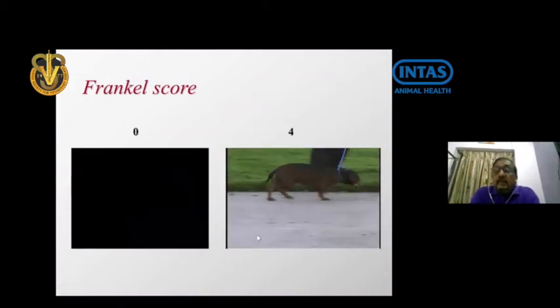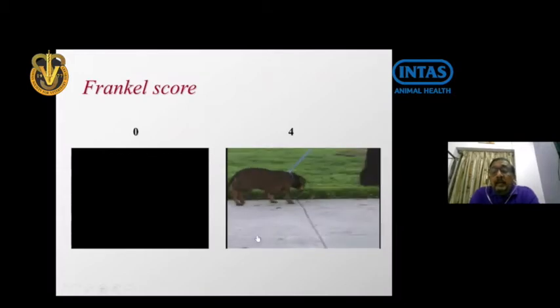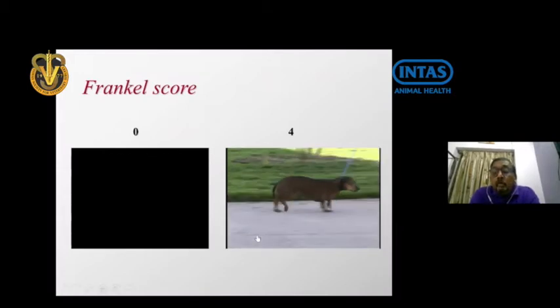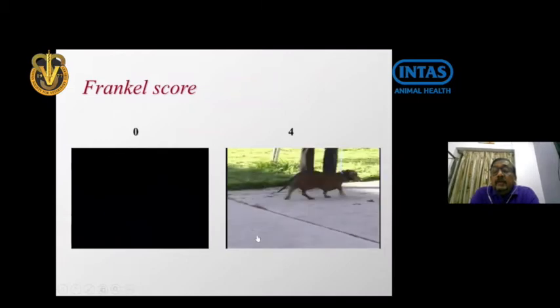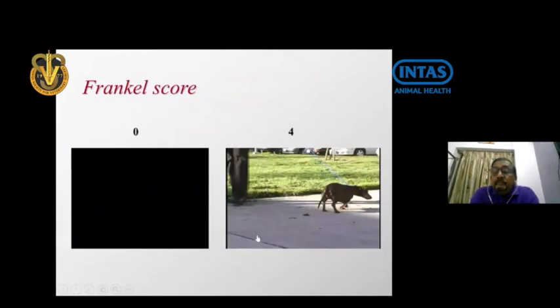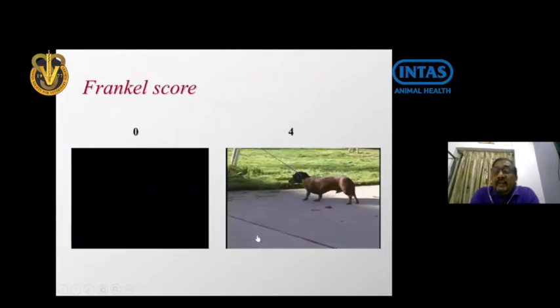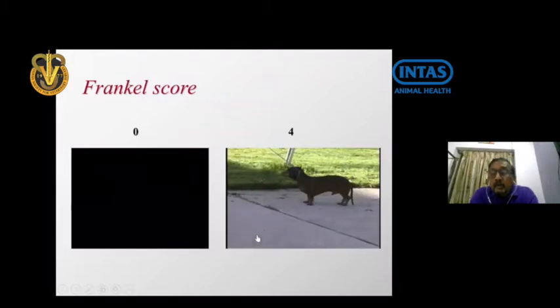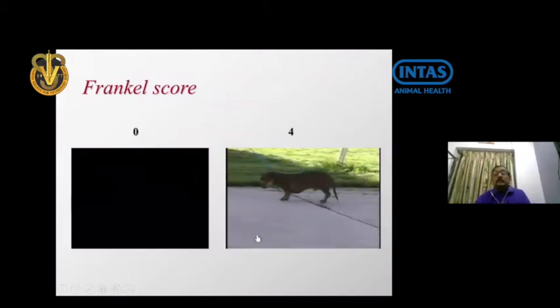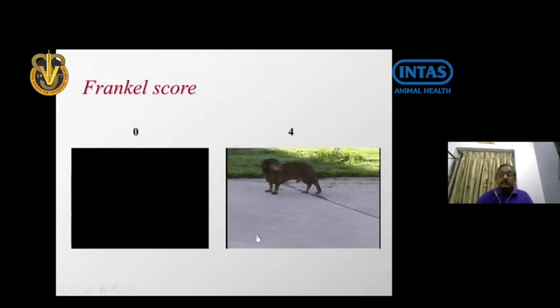This is another intervertebral disc dog. This is probably a Frankel score of 4, where he's got a little bit of conscious proprioception. He's ataxic, but he's still ambulatory. Okay. Now, if you don't intervene here, this dog is going to go from bad to worse.